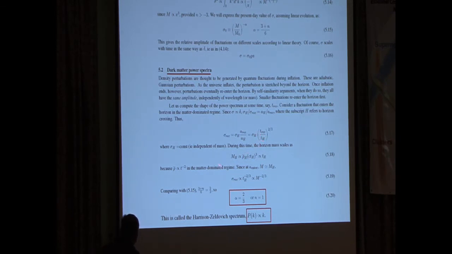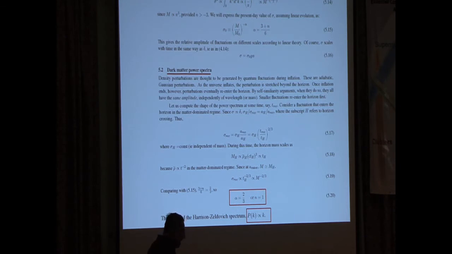Now the horizon mass scales like th, and so putting these two together, you can see that sigma then scales like m to the minus 2/3, because the mass of the perturbation is equal to the horizon mass, approximately, when it comes inside the horizon. And so sigma then scales like m to the minus 2/3. That would be this alpha. So to get minus 2/3 here, you need n equals 1, or alpha equals 2/3.